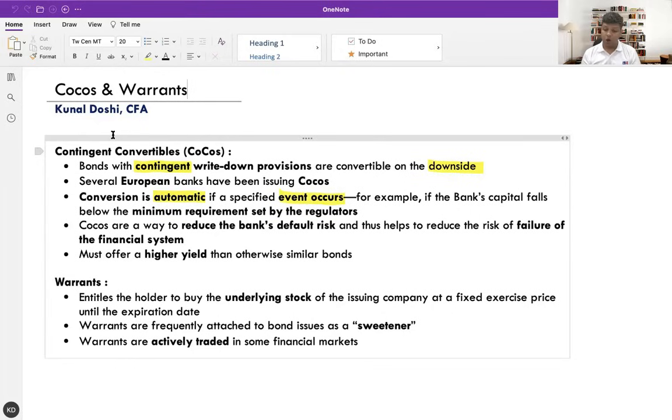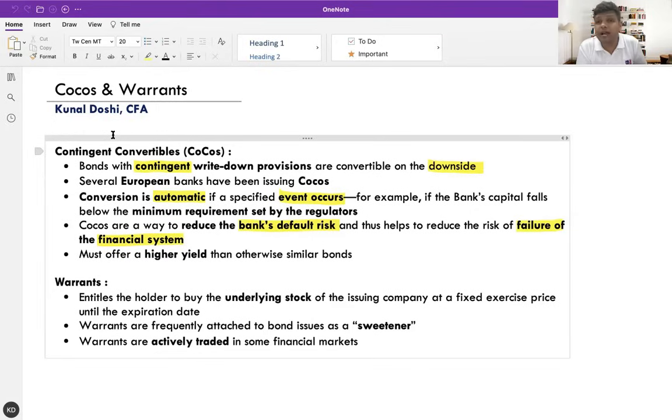In such a case, what will happen to reduce the risk of the bank? The bank's bond may be converted into equity. COCOs are a way to reduce the bank's default risk and help reduce the risk of failure of the financial system. So the bonds are converted, and the companies will have to issue more shares, right? That's called a contingent convertible.